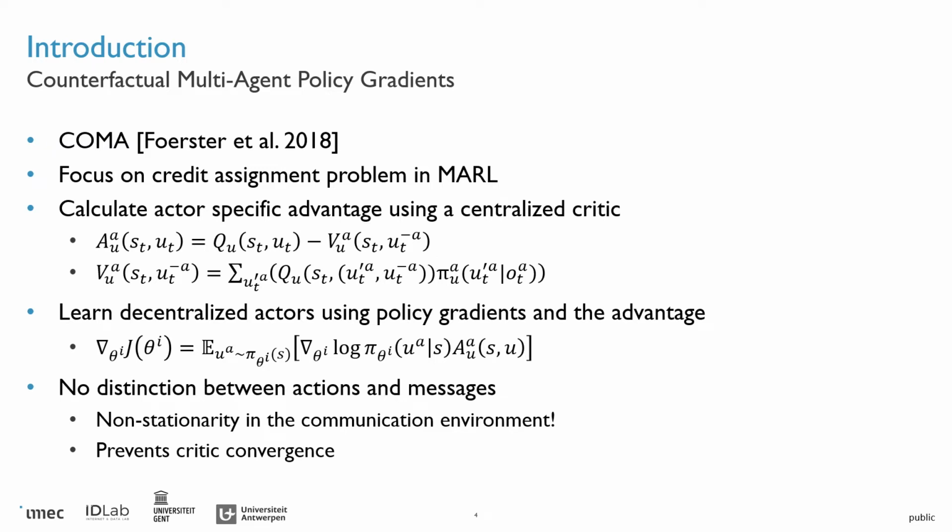The advantage is the difference between the Q value of the joint action U and the expected Q value when following the action policy. This advantage will show if an action was better than expected and should be encouraged or not. The decentralized actors will use this advantage to calculate a policy using the policy gradient method.